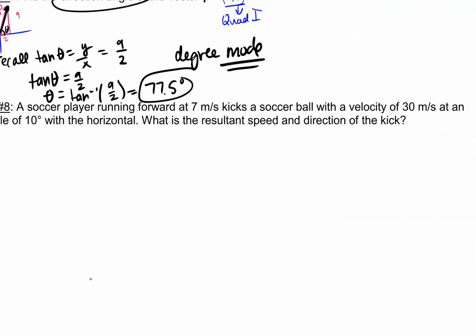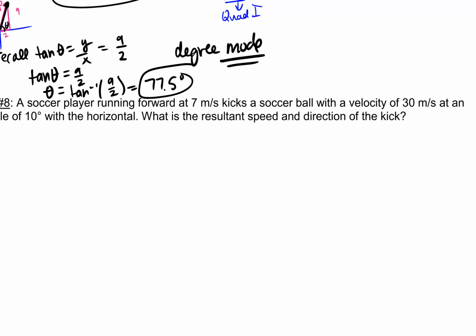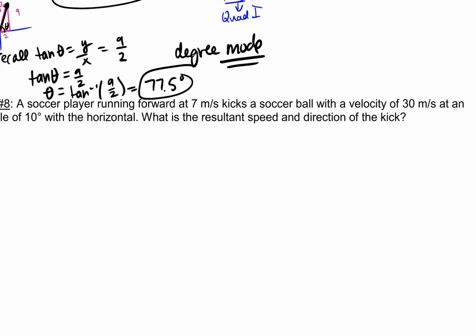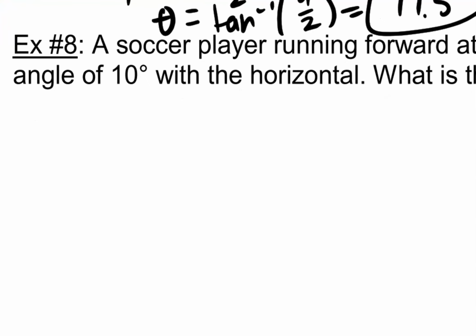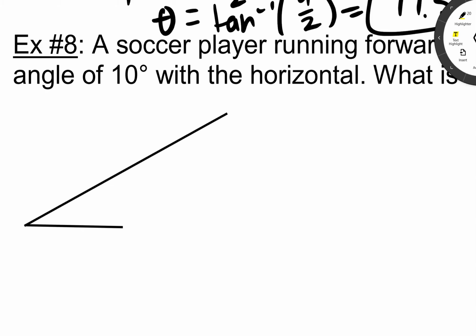Alright. A soccer player running forward at 7 meters per second kicks a soccer ball with a velocity of 30 meters per second at an angle of 10 degrees with the horizontal. What is the resultant speed and direction of the kick? Ooh, this one's a little harder. Okay, so let's draw an arrow. They're running forward at 7 meters per second, and they kick the soccer ball at 30 meters per second at an angle of 10 degrees.